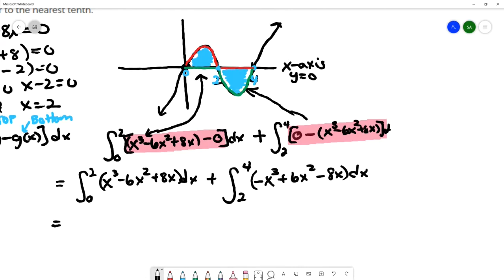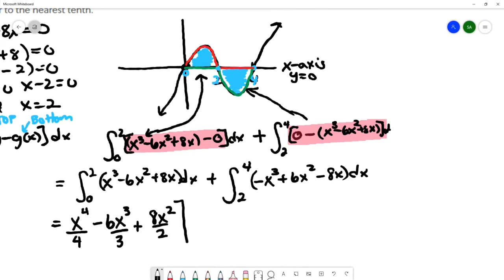Now I'll be using the fundamental theorem of calculus to find the antiderivative. On each one of these terms, I'll use the power rule. So for x cubed, I add 1 to the power and divide by the power, getting x to the 4th over 4. And then for minus 6x squared, the antiderivative will be minus 6, x cubed over 3.